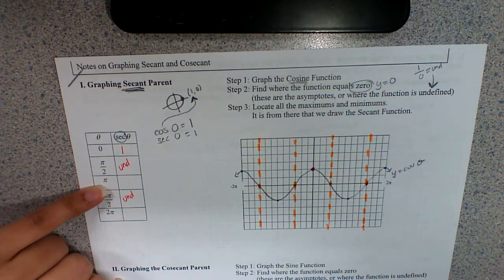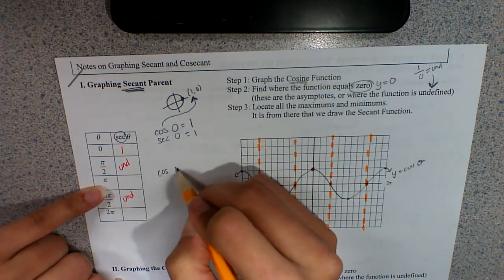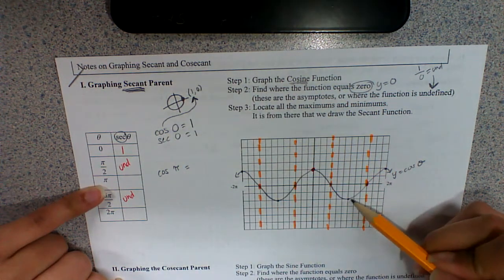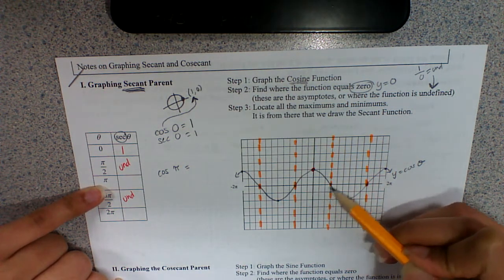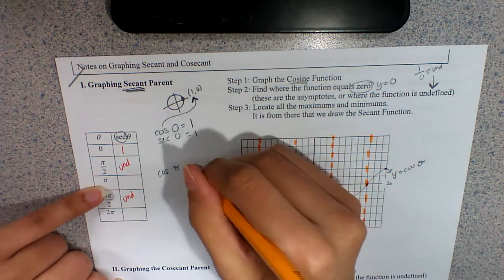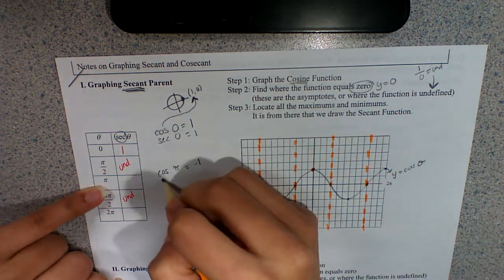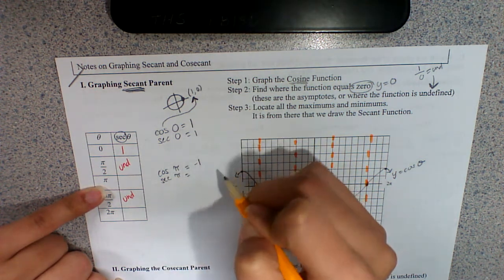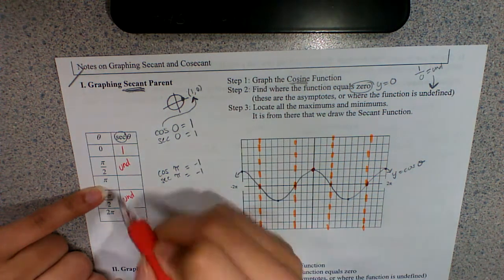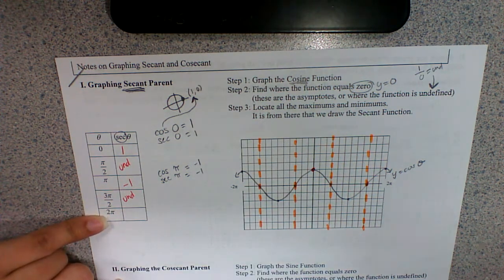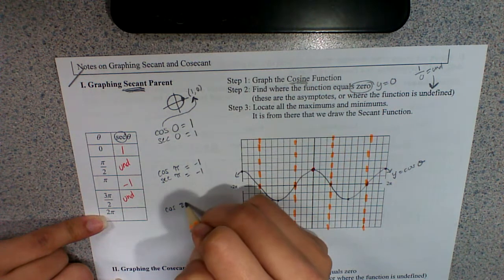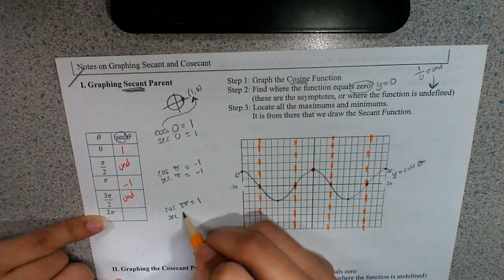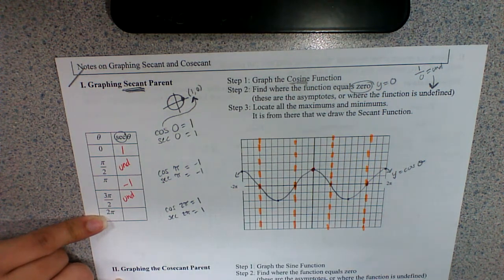Now let's do the same thing for pi. Cos at pi, you can either think of the unit circle or you can look at your graph, because that also helps you out. At pi, you have a point at negative 1. If you want secant at pi, take the reciprocal of negative 1, it's also negative 1. Same thing for 2 pi. Cos of 2 pi is 1, and the reciprocal of that is going to remain 1.